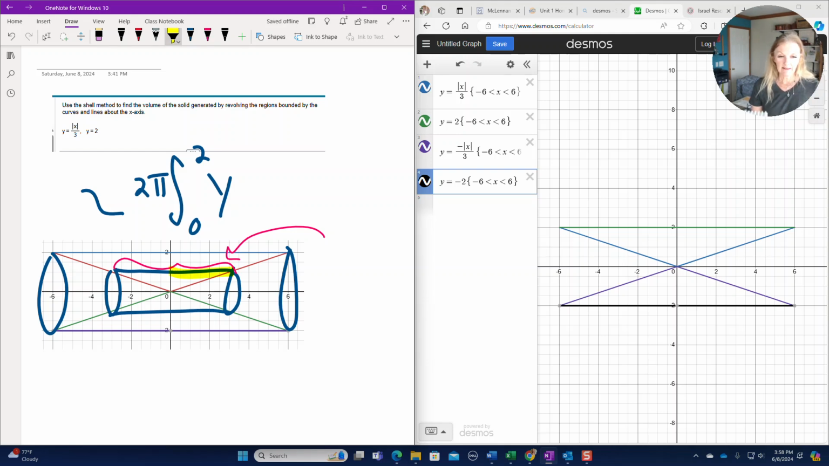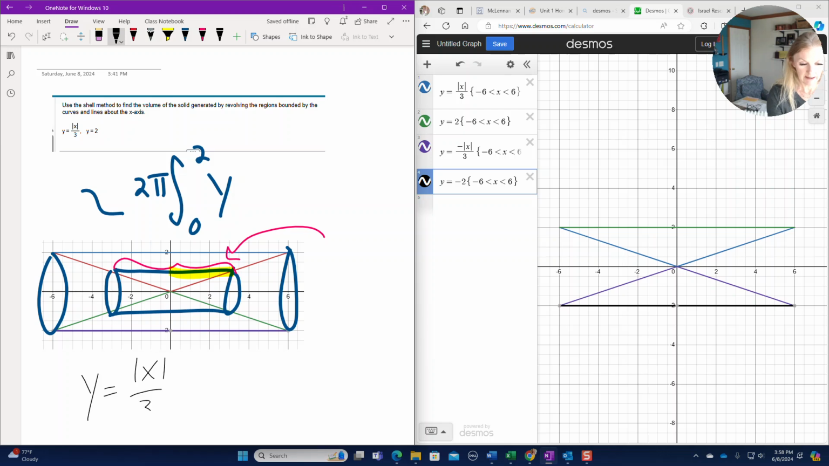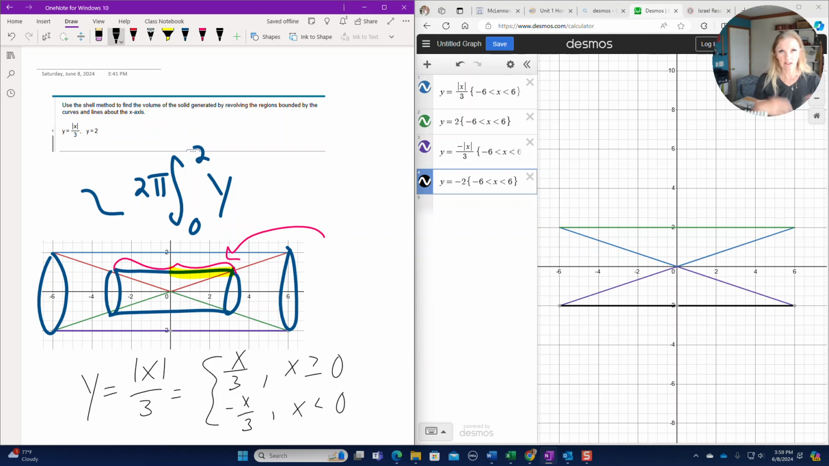So what is that length? Well, you're dealing with the curve y equals the absolute value of x over 3. You might remember another way to express absolute value of x. You can set that up as a piecewise function. That's just going to be x over 3 when your x is greater than or equal to 0. And it's going to be the opposite of x over 3 when your x is less than 0. That's because you take the negative of it to make it positive. That's why I have that negative sign there.